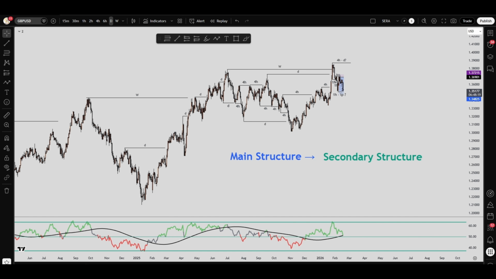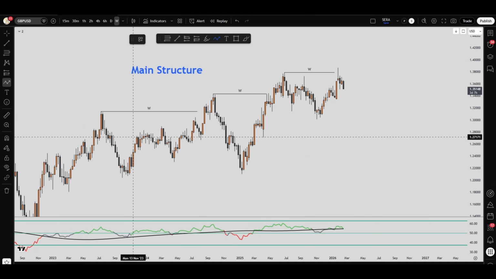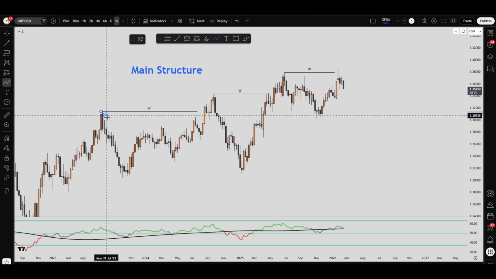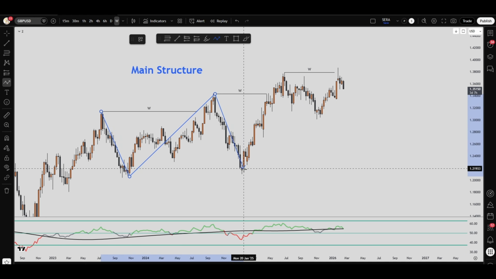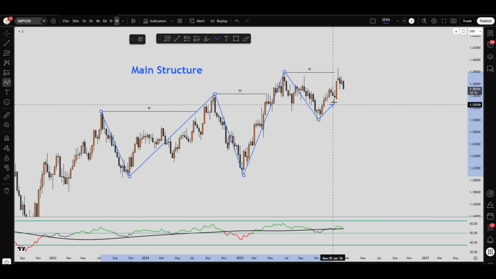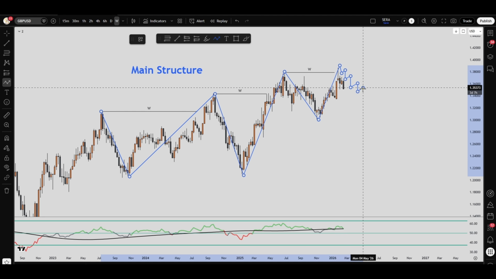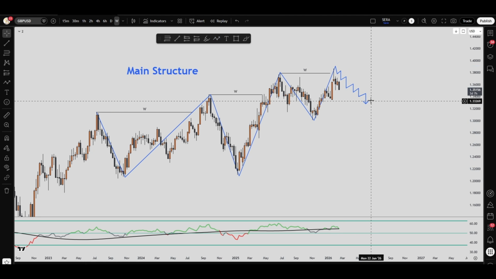This strategy is very well known, but very few people understand how to read the structures correctly and identify the high probability direction. For this trade I used two structures, a main structure and a secondary structure. My main structure is weekly structure and I'm using week time frame for this structure. You can see high, low, high, low, high, low and high. After this high we expect a pullback. So right now we have our direction.